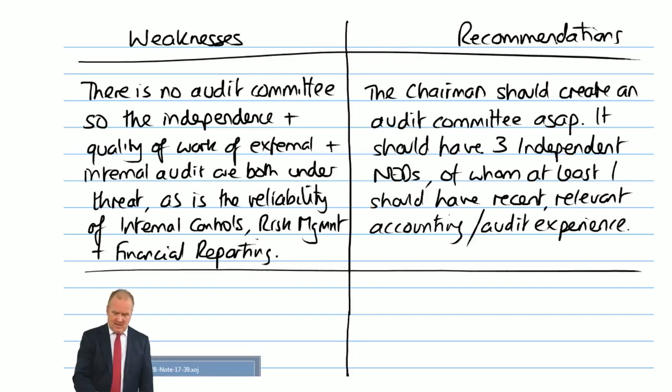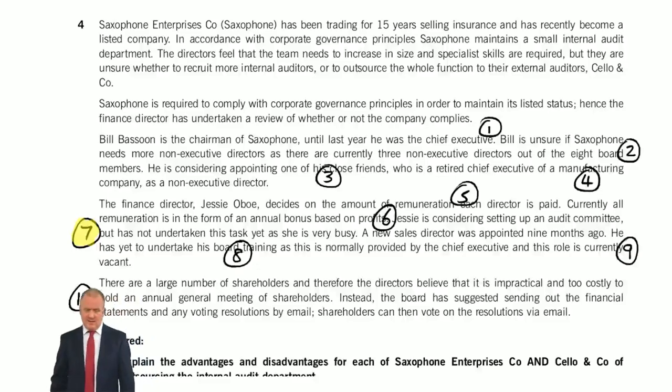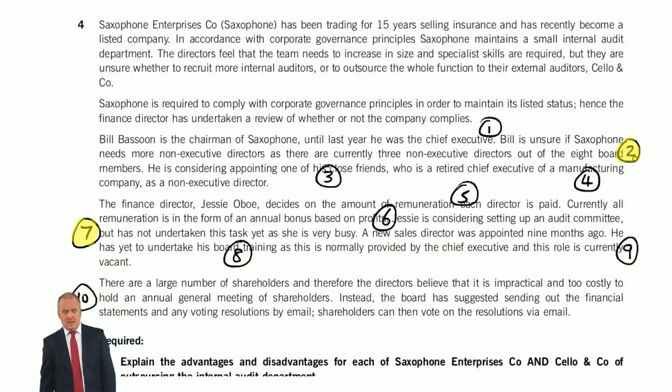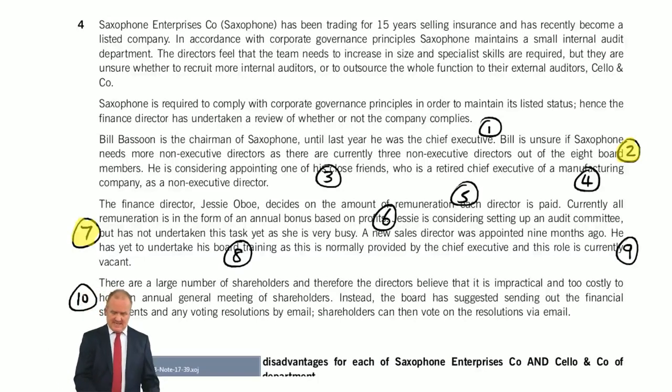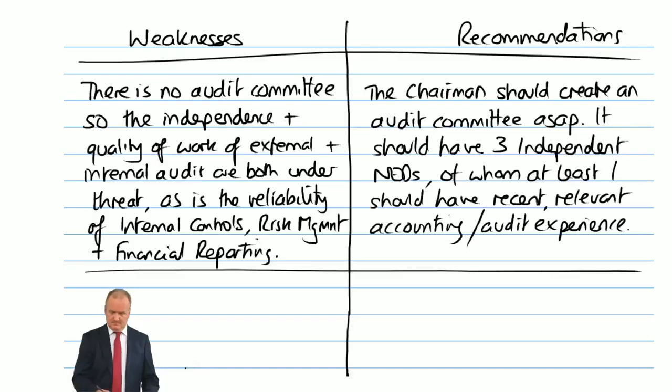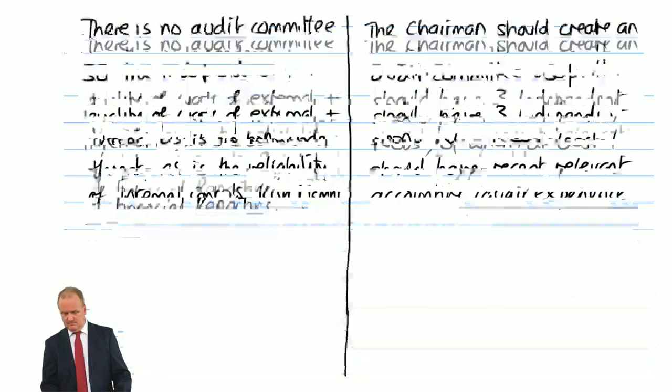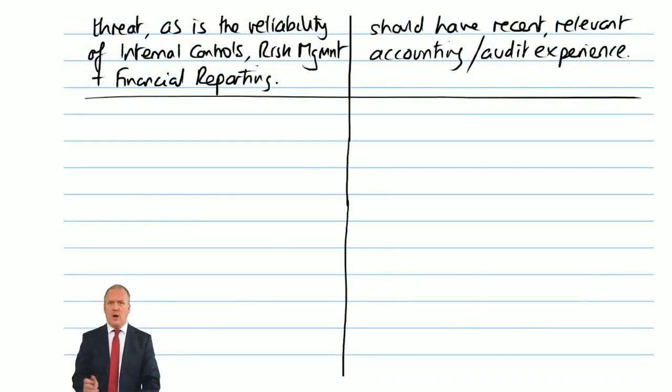Going back to the story, I also think that you should be happy with number 2. There are currently 3 non-executives on a board of 8 people. Well, you ought to know that at least 50% of the board should be non-executives. Can we explain why this is a problem though?